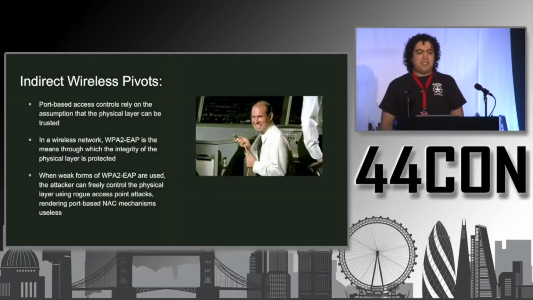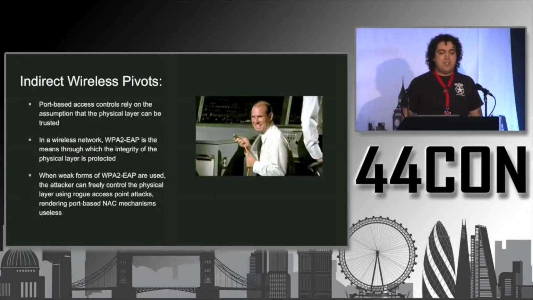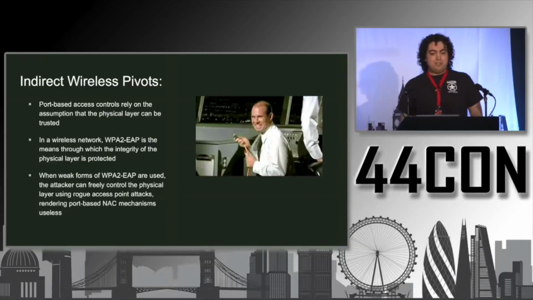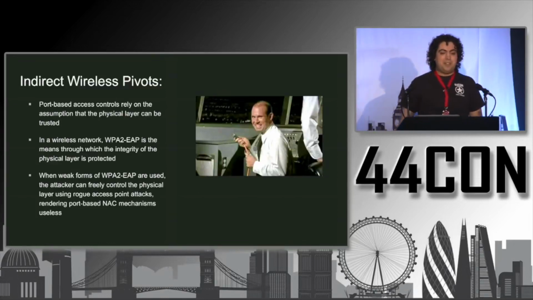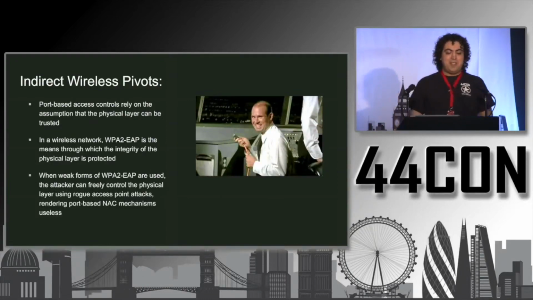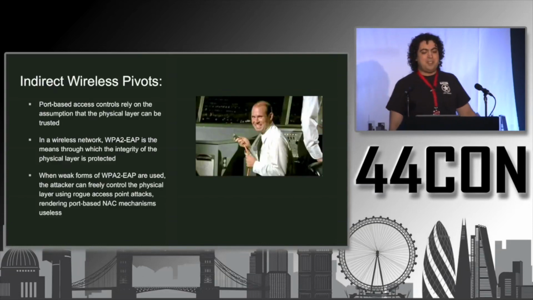The reason this works is that port-based access controls rely on the assumption that the physical layer can be trusted. In a wireless network, WPA2 EAP is the means through which the integrity of the physical layer is protected. If you're using a weak form of WPA2 EAP, an attacker can freely control the physical layer using rogue AP attacks. And this completely renders port-based NAC mechanisms useless.